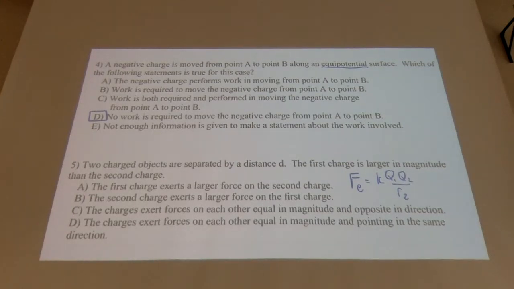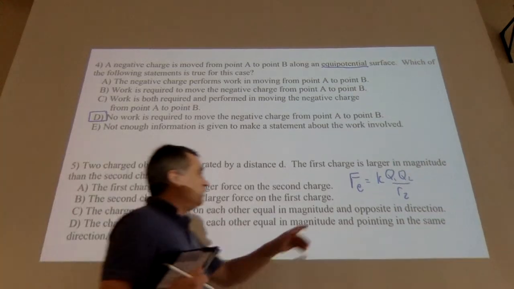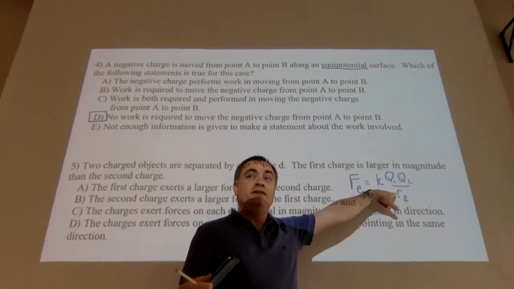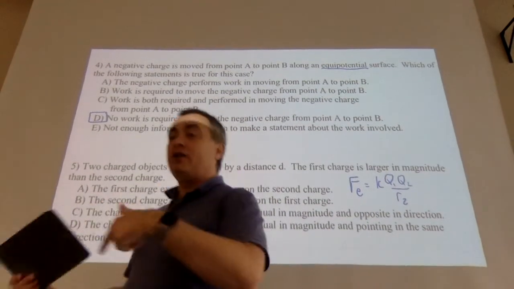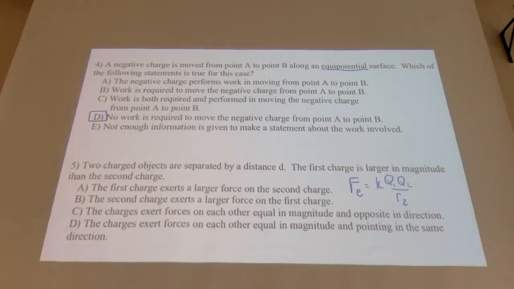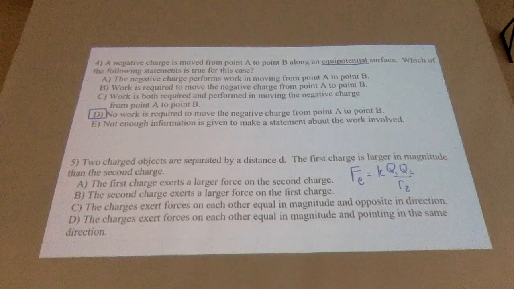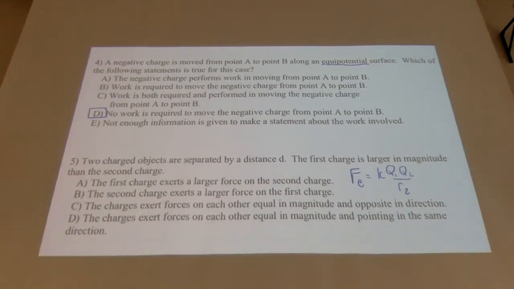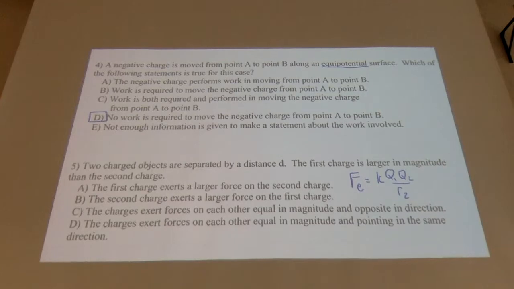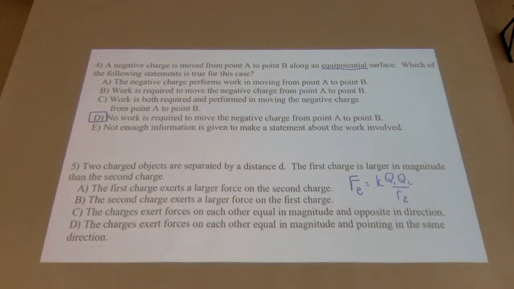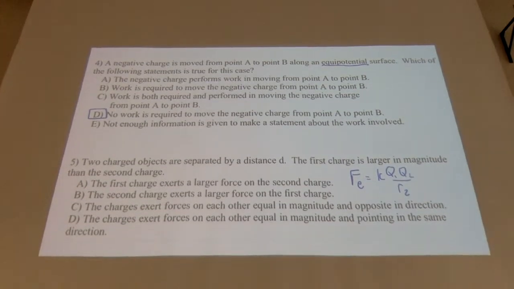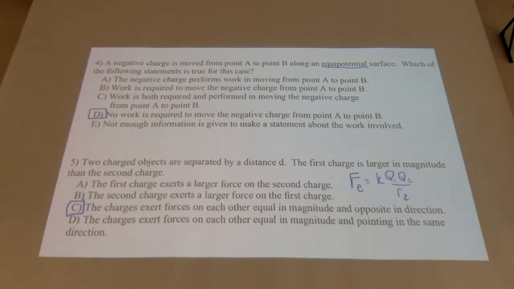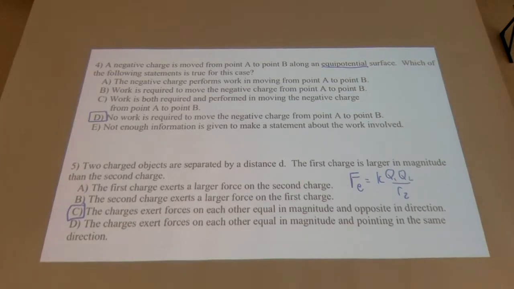And that applies to both charges. So one charge is pushing or pulling on the other one with this magnitude, as is the other charge. Both Q1 and Q2 are experiencing the exact same force. The only thing that's different is the direction. If they're pulling toward each other, if they're attractive, those forces are in the opposite direction. If they're repelling, they're in the opposite direction, okay? But the magnitudes are equal. So we can say that the answer is C. The charges exert forces that are equal in magnitude, but opposite in direction.